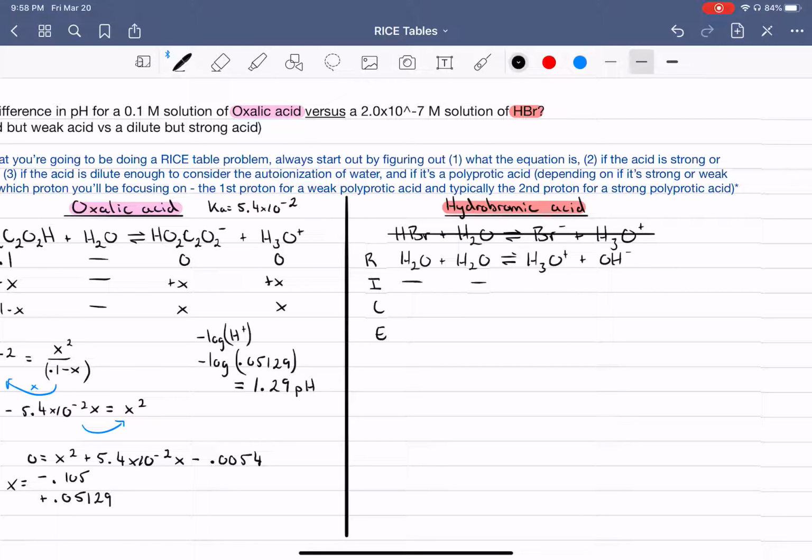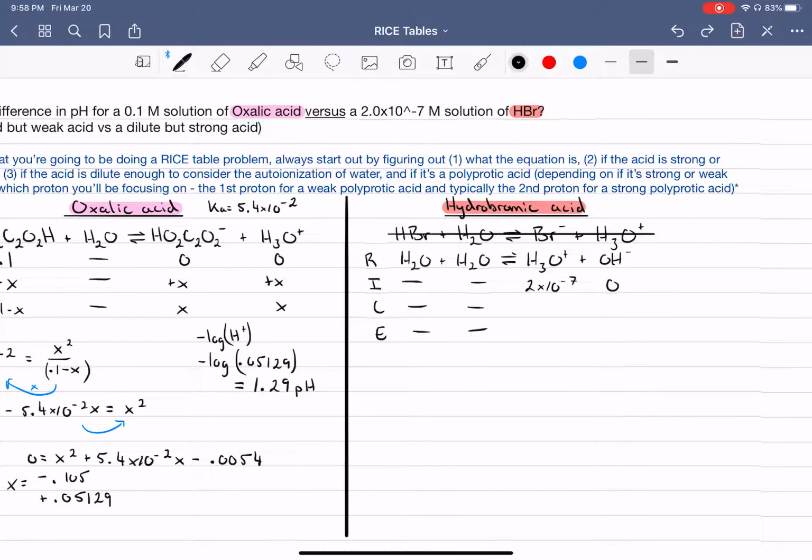So we know that we aren't going to be writing anything for a pure liquid. Now we are going to add 2 times 10 to the negative 7th molar, and we are going to have 0 hydroxide concentration because all we are is HBr, and the product does not make hydroxide, it makes Br minus, but we aren't going to be considering that right now. So we take this value and put it right here.